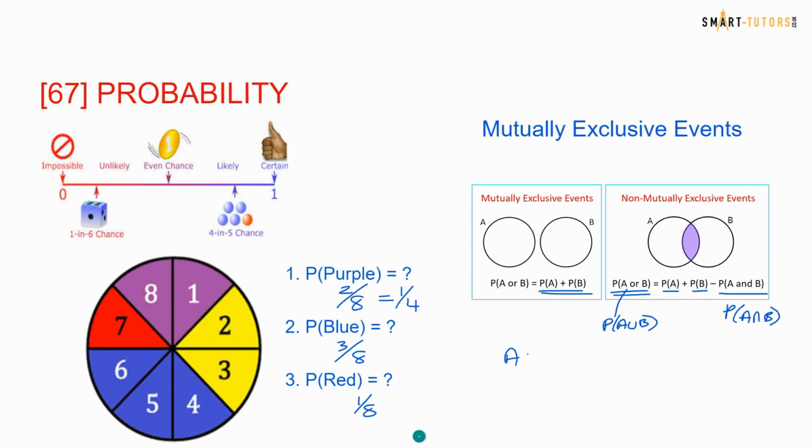A union B means, in the Venn diagram, if this is A and this is B, A union B means everything here. A intersection B means A here, B here, and this is the common intersection.